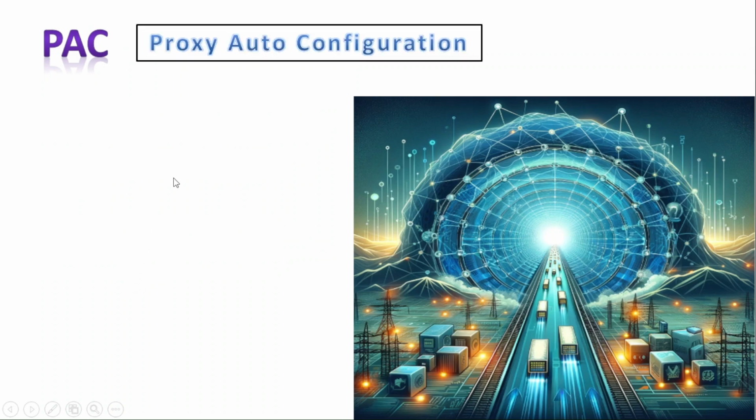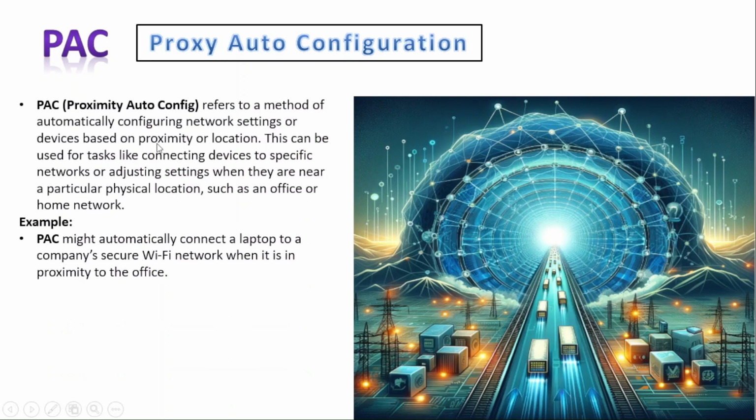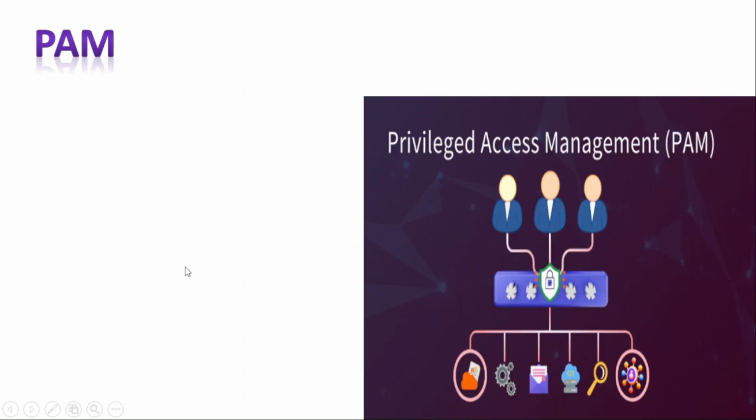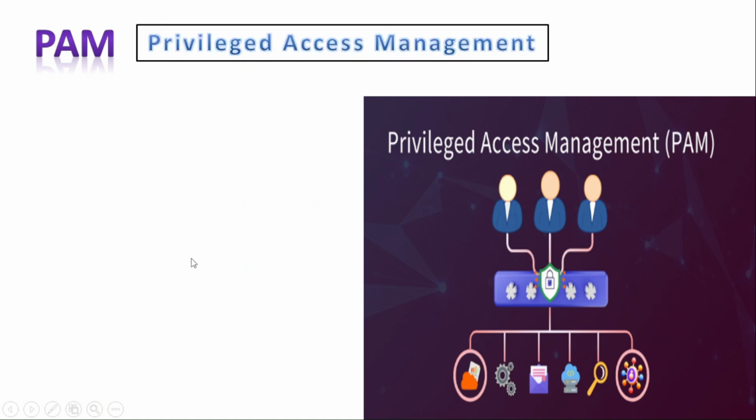PAC, that is proxy auto configuration. So PAC or proxy auto configuration refers to a method of automatically configuring network settings or devices based on proximity or location. This can be used for tasks like connecting devices to specific networks or adjusting settings when they are near a particular physical location such as an office or home network. Example, PAC might automatically connect a laptop to a company's secure Wi-Fi network when it is in proximity to the office.